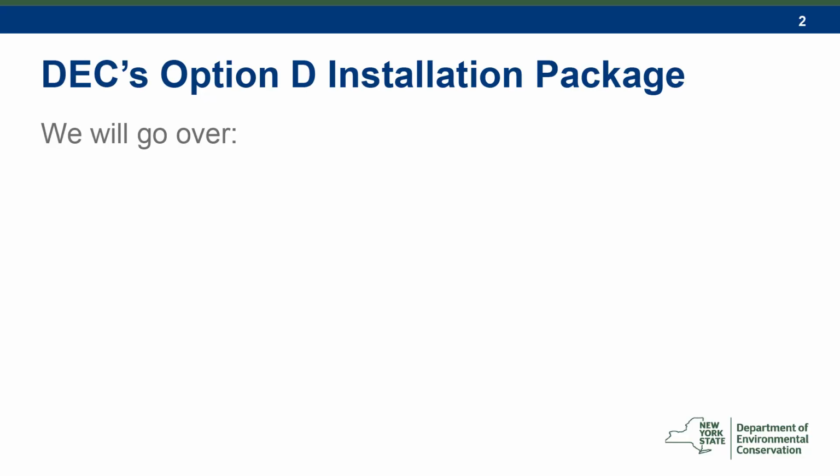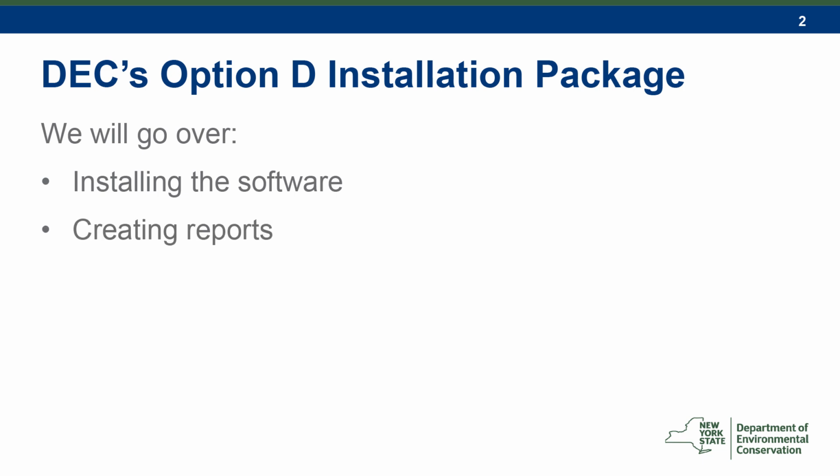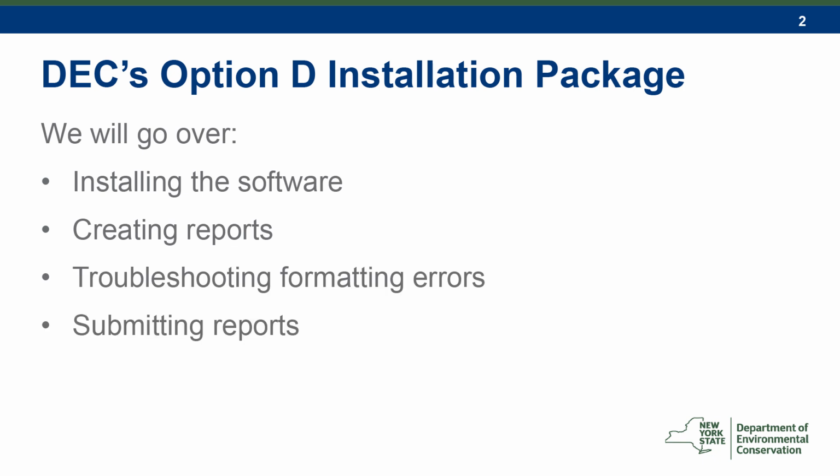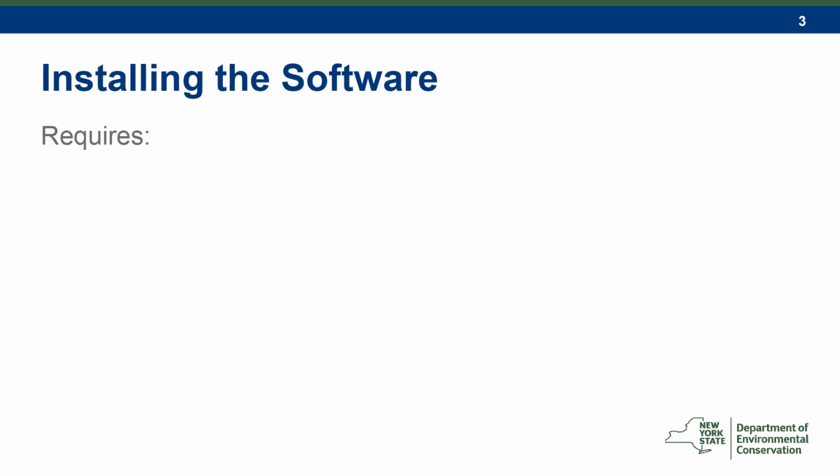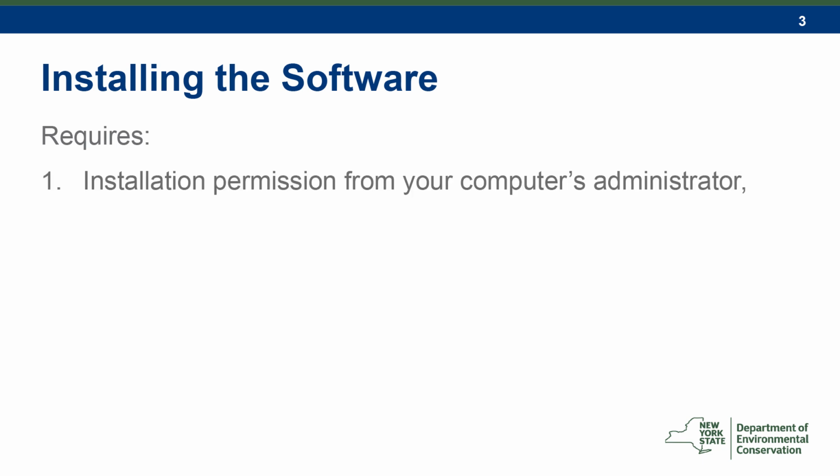In this video, we will go over how to install Option D installation package onto your computer, how to create and save reports with the software, how to troubleshoot formatting errors, how to submit your report to DEC using both the software and the reporting website, and lastly, we will go over the email confirmations you receive from DEC after you submit your report.